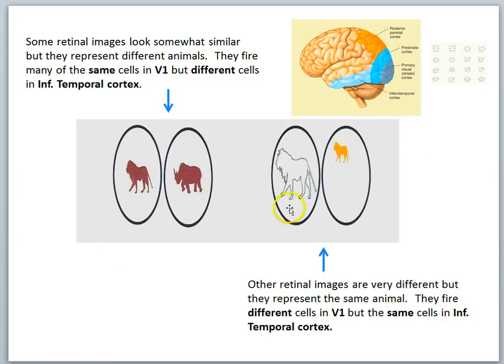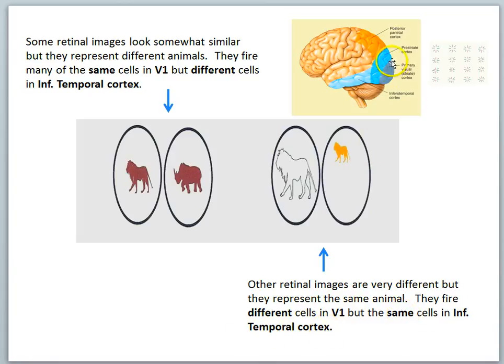Now over here, take a look at this one over here. We have the big colorless lion and a small one that's at a different location and it's colored. So these retinal images are very different, but they represent the same animal. So it's a lion, but the images are different. Because the size is different, the location, the color is different, different populations of those V1 cells will be activated by these two images, right? So they fire different cells in V1, but the same cells in inferior temporal cortex.